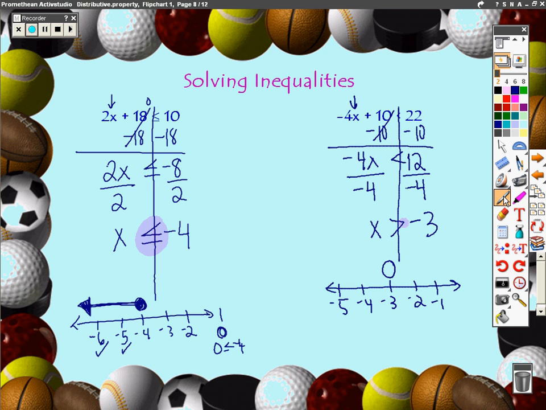So then what numbers would be greater than negative 3? The positive numbers. So it's going to point this way. I could use any positive number or negative 2 or negative 1, and that would be greater than negative 3. And that's it. Remember, when you divide or multiply by a negative with inequalities, you should always flip your sign.